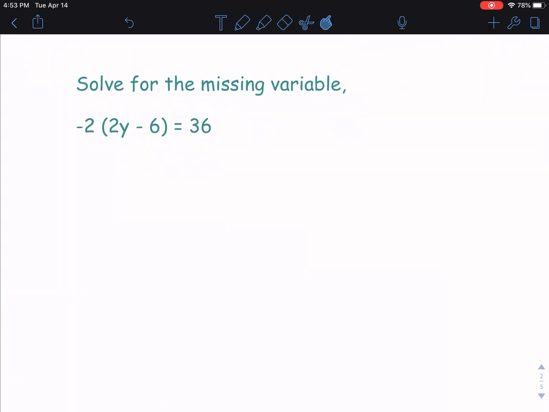In this next example, the first step that we need to do before we can do any inverse operations is the distributive property. So I'm going to distribute this negative 2 to both things inside that parentheses. Distribution is a multiplication because that is saying negative 2 times everything in that parentheses. So each piece needs to get multiplied by negative 2. Negative 2 times 2y is negative 4y, and a negative 2 times a negative 6 turns to a positive 12. Negative times a negative is a positive. And then I still have an equal to 36.